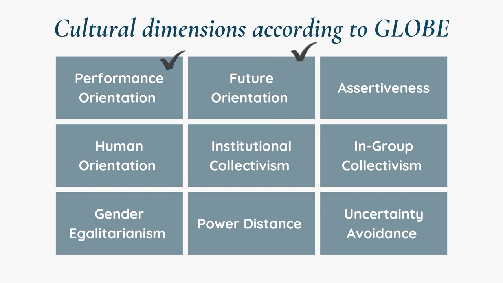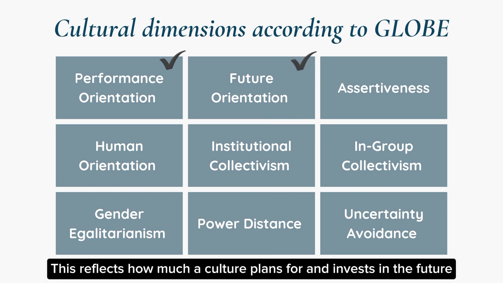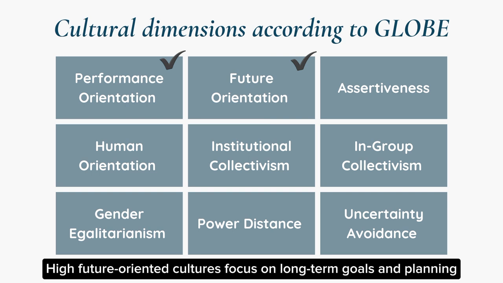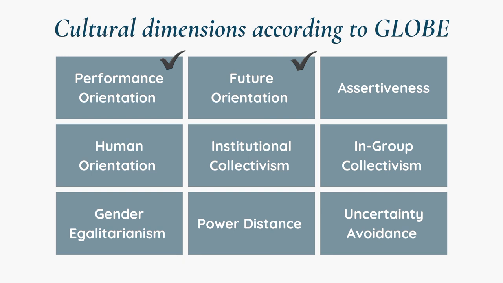Second one, future orientation. This reflects how much a culture plans for and invests in the future. High future-oriented culture focus on long-term goals and planning. The third one, assertiveness.